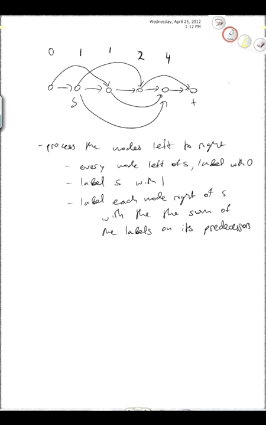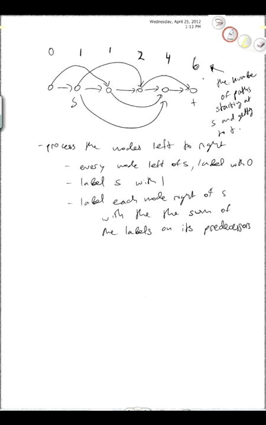So a path that ends at T could end at this edge, in which case you'd have to get to this node first, and there's 4 ways of doing that. Or it could end at this edge, which means you have to get to this node first, and there's 2 ways of doing that. So 6 total ways of getting to T. So that's the basic idea for this algorithm. And these numbers here mean the number of paths starting at S and getting to T.